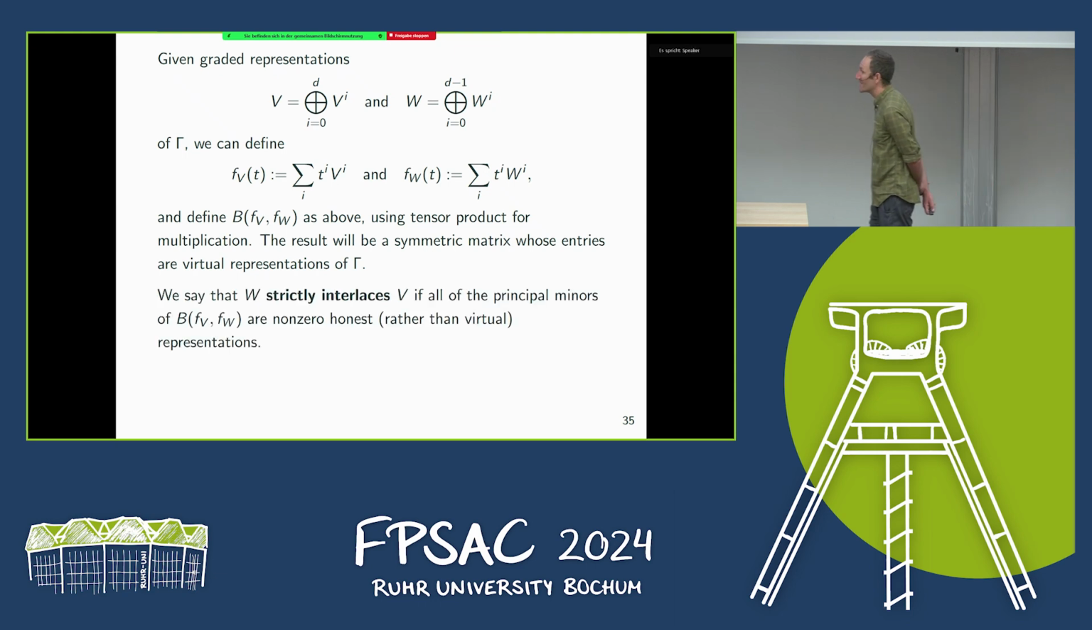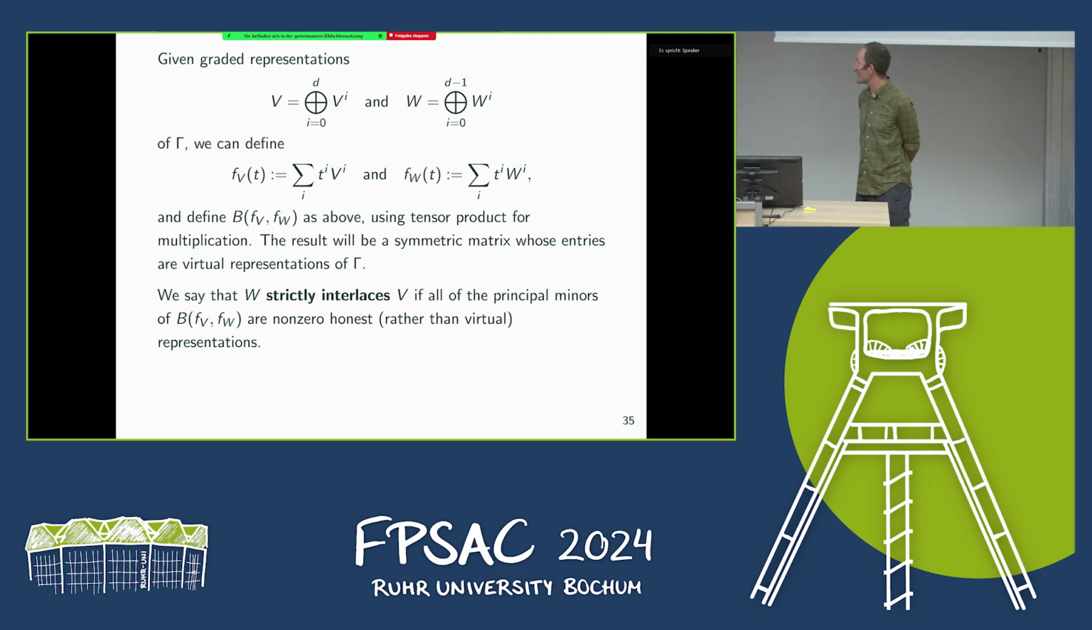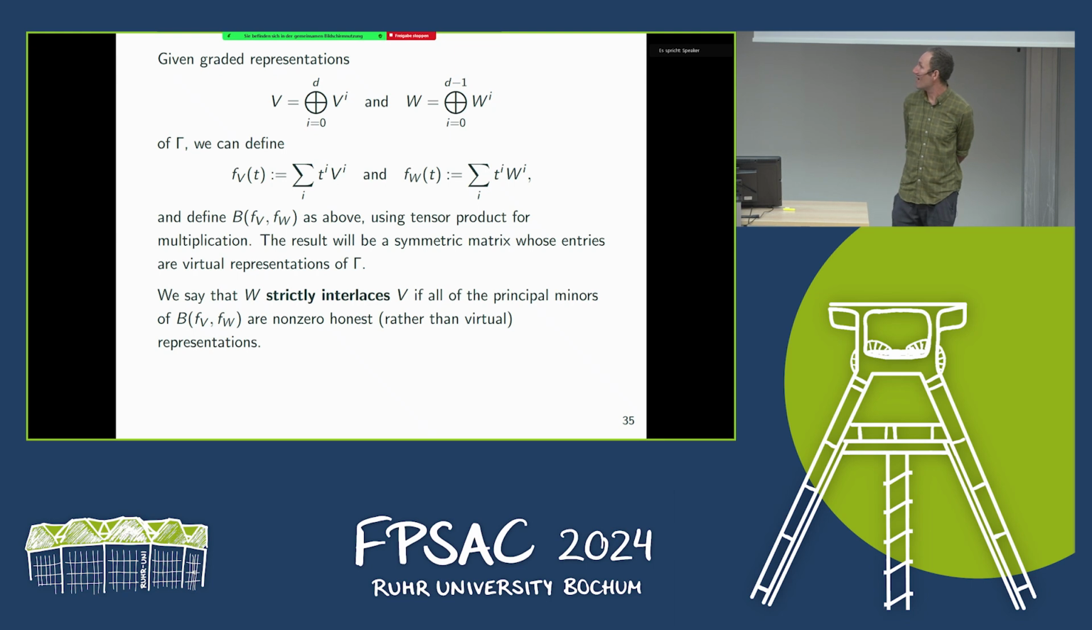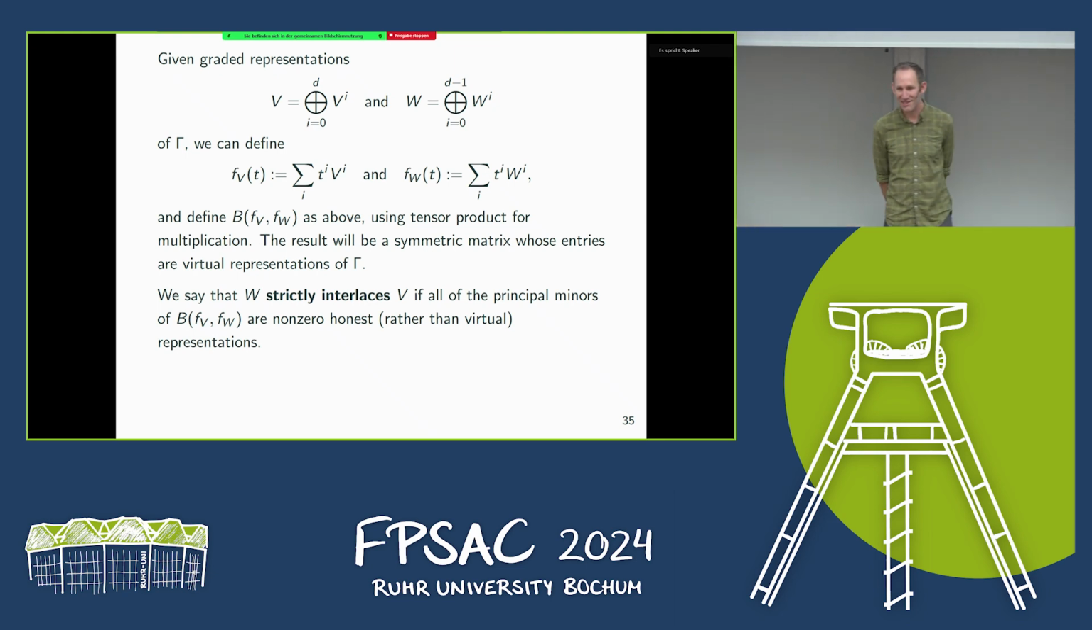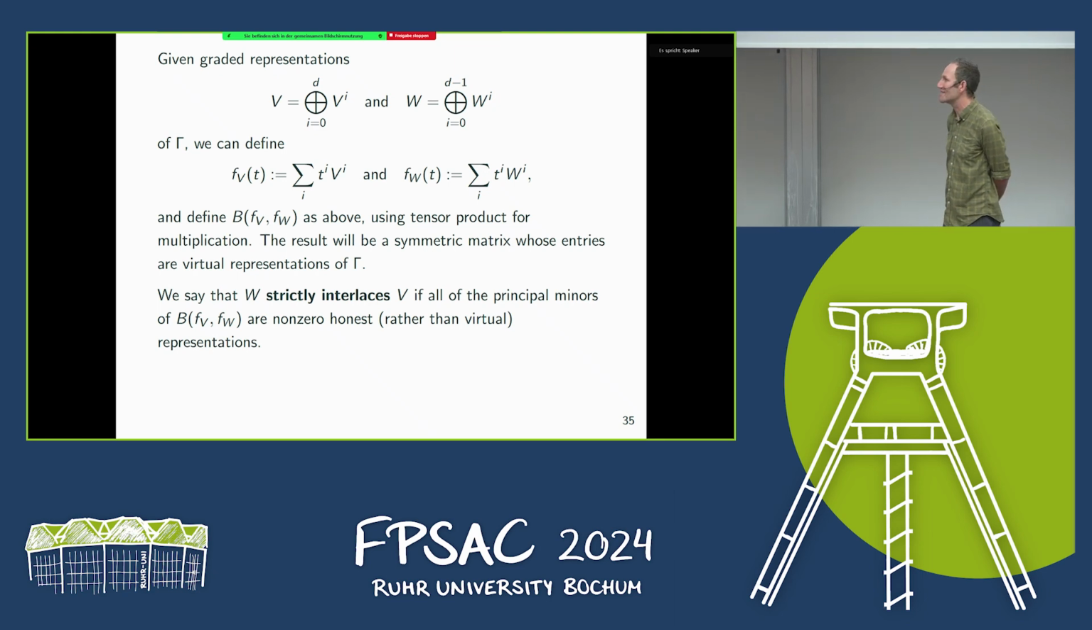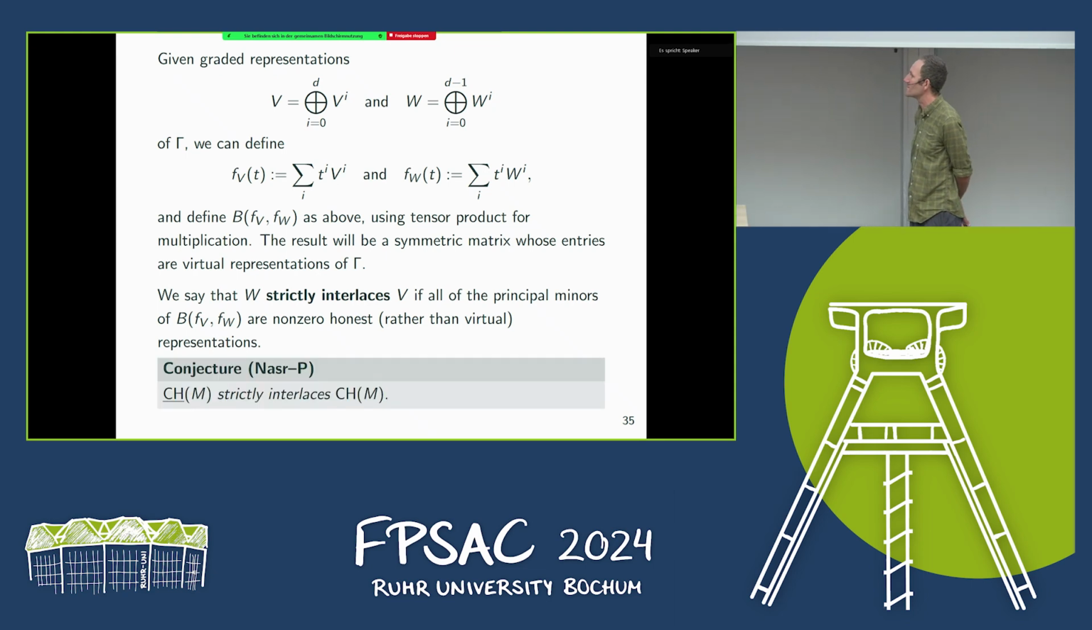And I'm going to say that my two equivariant polynomials strictly interlace if all of the principal minors of the Bézout matrix are honest representations. I mean, a priori, they're virtual representations. They're sort of differences of isomorphism classes of representations, but I want them to be isomorphism classes of honest representations. So this categorifies the notion of having strictly interlacing real roots.